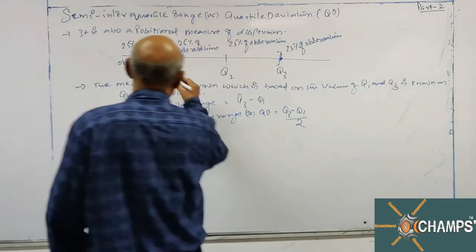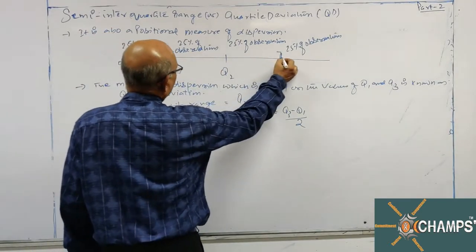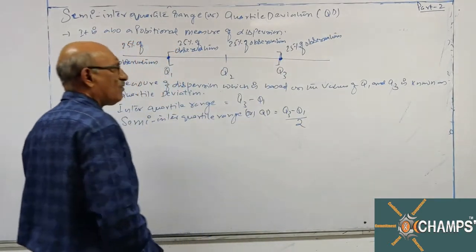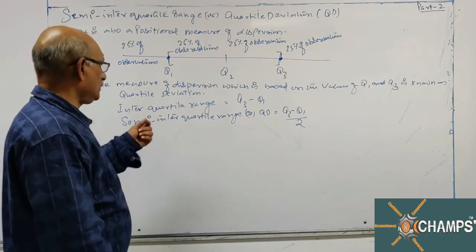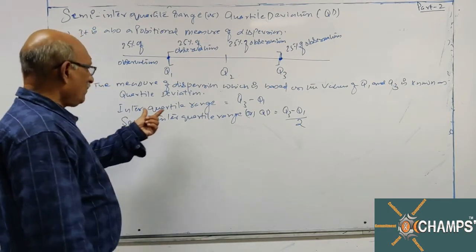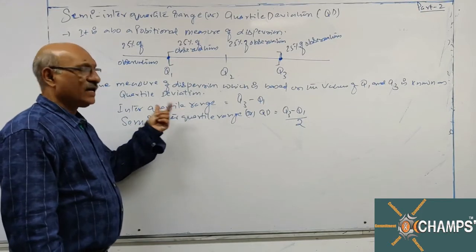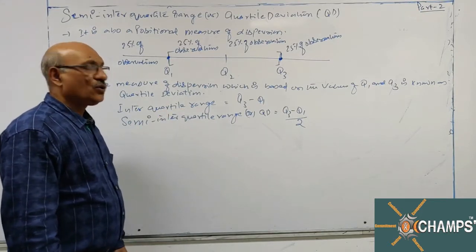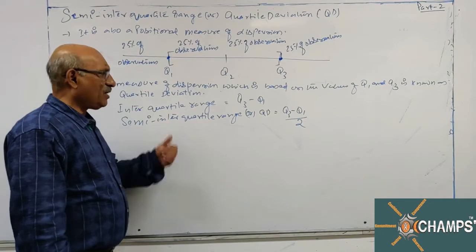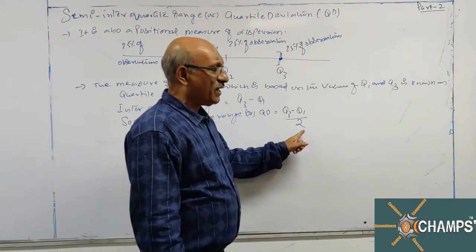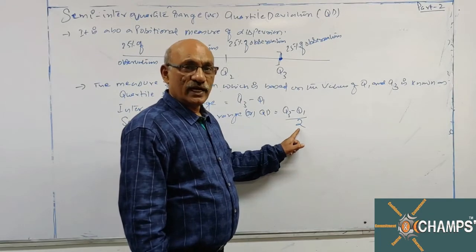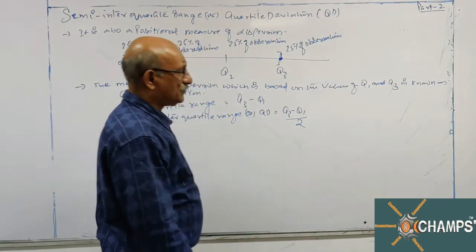Now, the measure of dispersion which is based on the values of Q3 and Q1 is known as quartile deviation. First I am calculating interquartile range, which is equal to Q3 minus Q1. Semi-interquartile range or QD is equal to Q3 minus Q1 by 2.